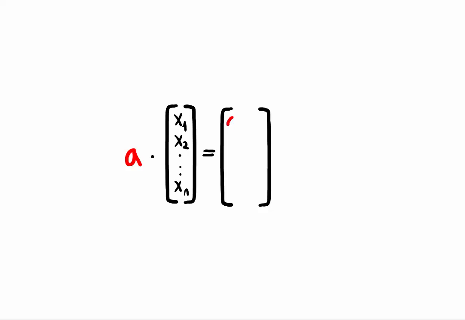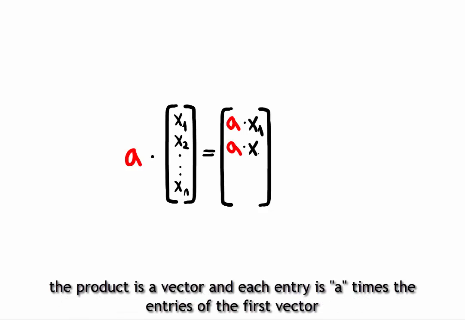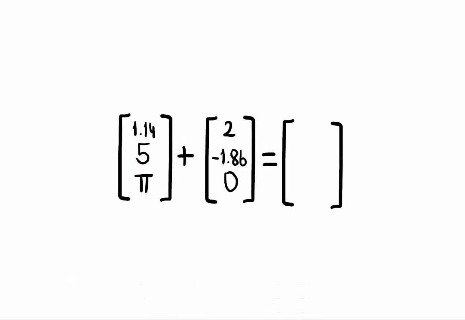Right now, we will look at scalar multiplication of vectors. Suppose we multiply the vector with the number a. The product is a vector, and each entry is a times the corresponding entry of the first vector. So let's solve some problems.